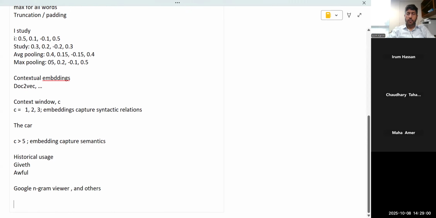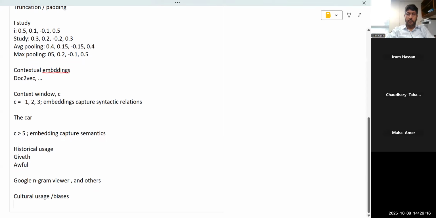So historical usage आप study कर सकते हैं, and then also cultural usage slash biases. ठीक है. And this can also change with time. Historically, आपकी usage and biases can change. So, for example, gender bias would be quite prevalent in writings even till today.